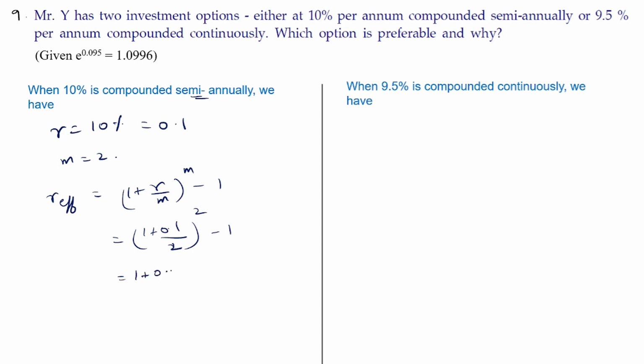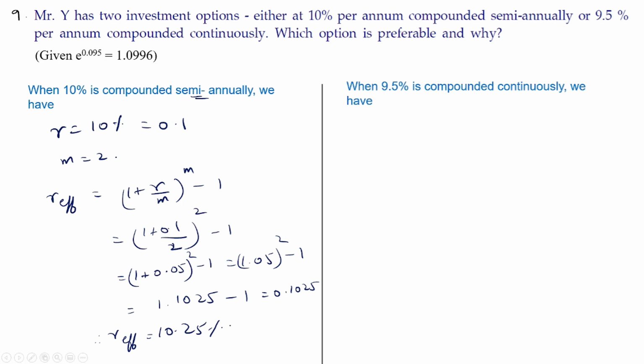It is (1 plus 0.05) the whole square minus 1, or it is 1.05 the whole square minus 1. 1.05 the whole square is 1.1025, minus 1. This is 0.1025. Therefore, R effective in this case is 10.25%.